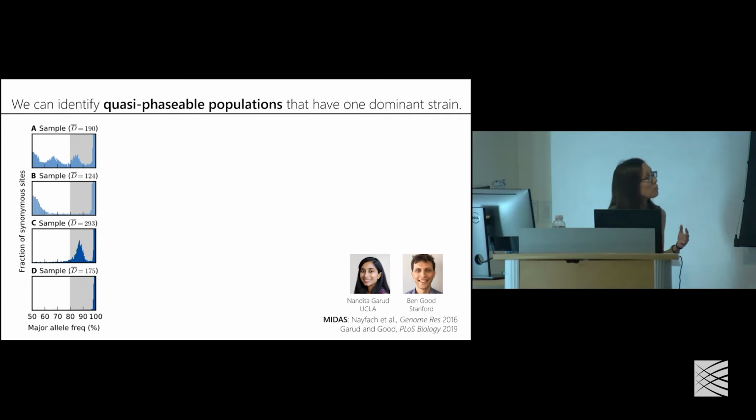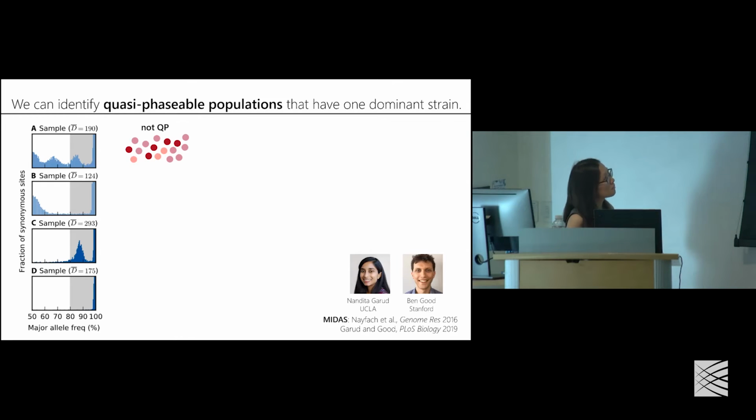Looking across bacterial populations, we can look at the different site frequency spectra and identify what Ben and Nandita called quasi-phasable populations. Quasi-phasable is a nice fancy word. I like to refer to it as easy-to-look-at populations because they consist primarily of 1 dominant strain. And so we are not solving the strain phasing problem. We are just finding samples where we don't have to solve it. And fortunately, that's actually a lot of samples, it turns out.